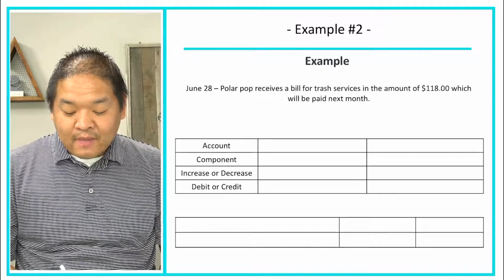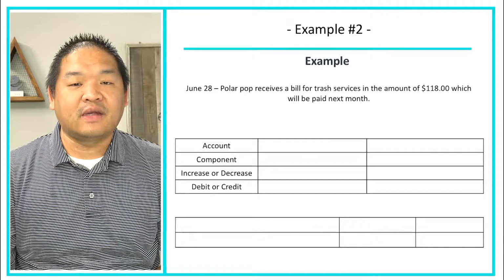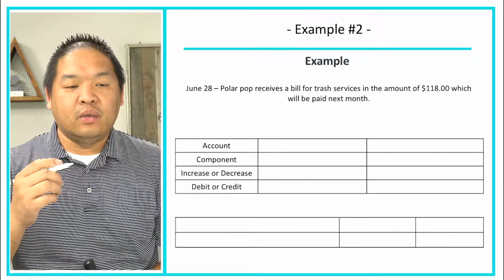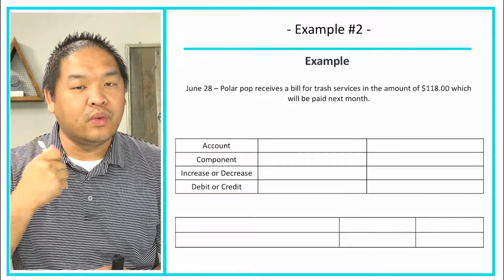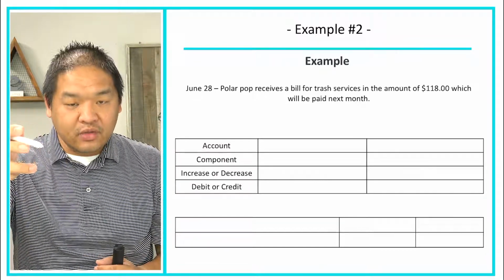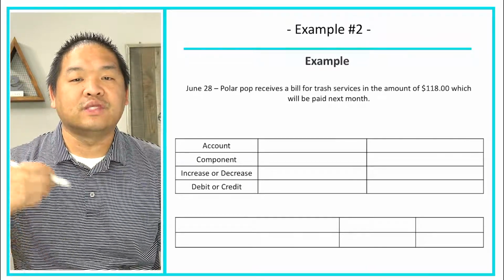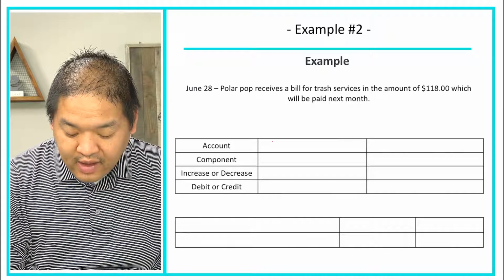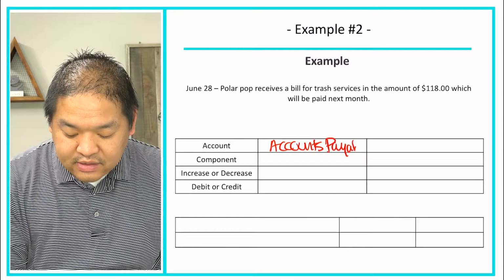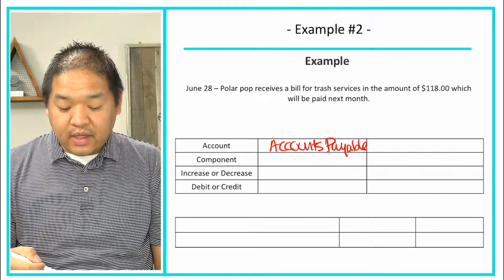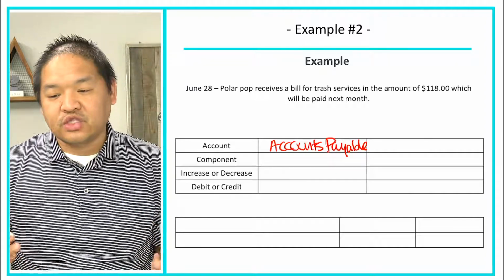Polar Pop receives a bill for trash services in the amount of $118, which will be paid next month. So what has been exchanged? Well, we gave up an IOU because we haven't paid for it. We will pay for it next month. So we gave up an IOU. Giving up an IOU is called an accounts payable. So accounts payable will be one of the accounts. And what did I get in return? We got trash services. So some people would say, well, trash service expense.